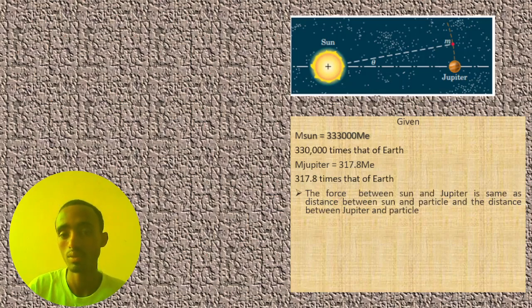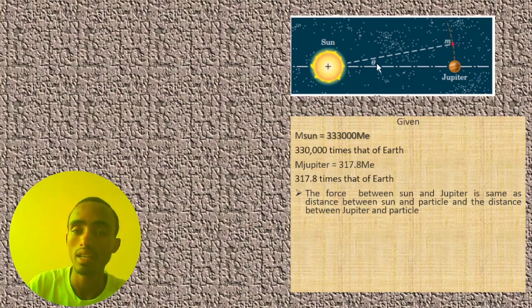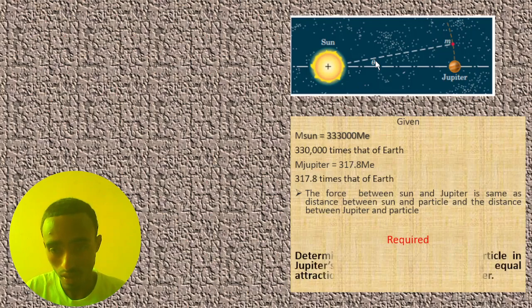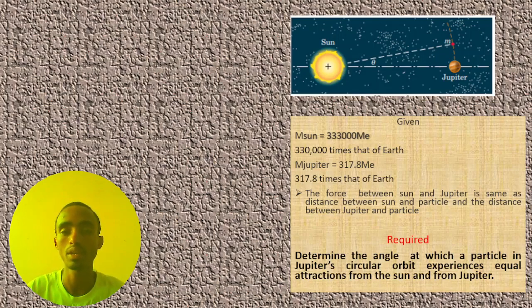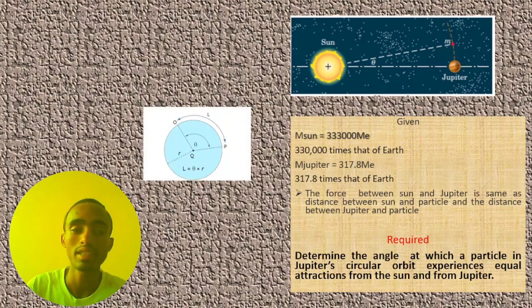The distance between the Sun and the Jupiter is the same, and the distance between Sun and particle, and the distance between Jupiter and particle is already given. The force experienced by the Sun on the particle and the force experienced by Jupiter on the particle are equal. By using this condition, we can solve for this angle theta. The required value is the angle at which the particle in Jupiter's circular orbit experiences equal attraction from the Sun and from Jupiter.